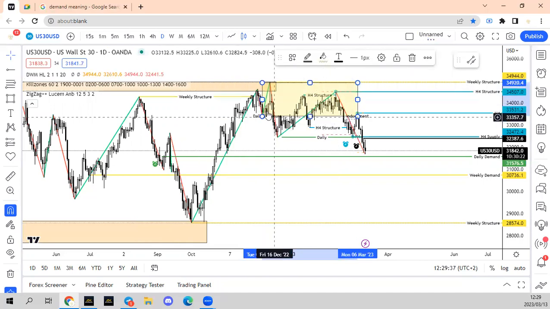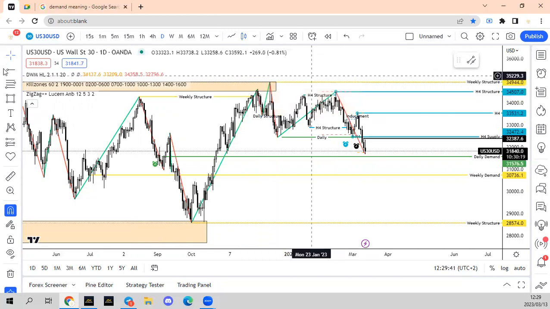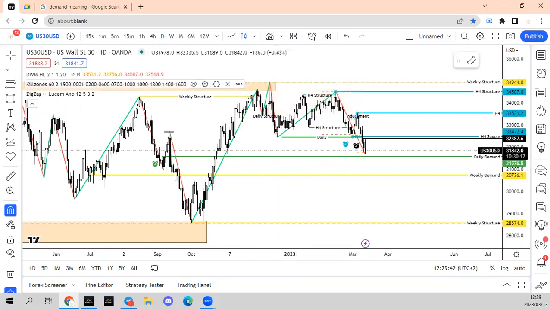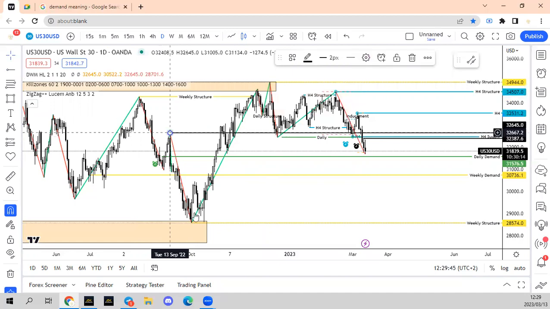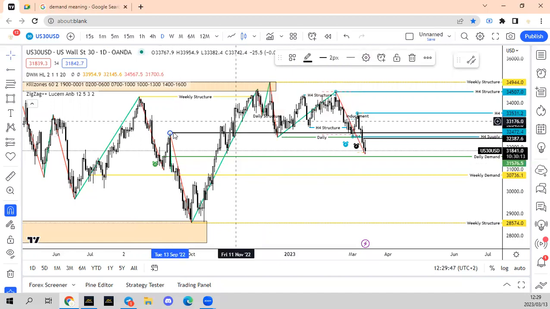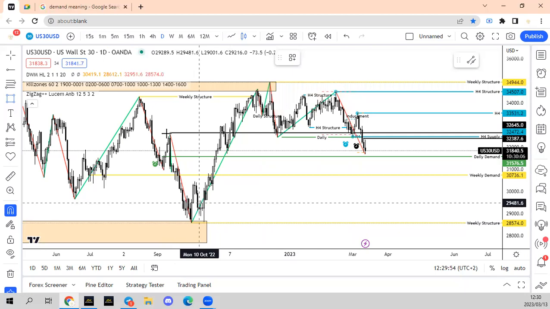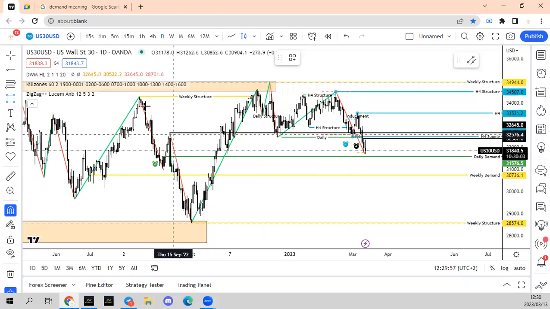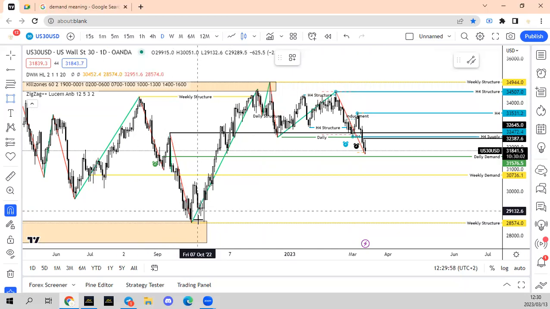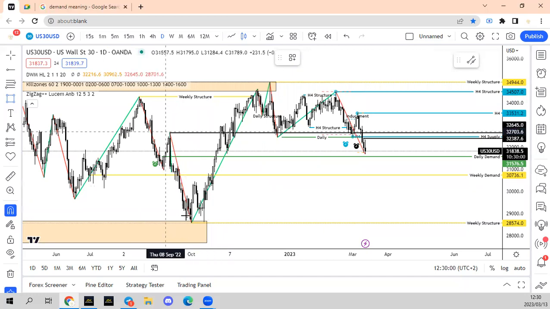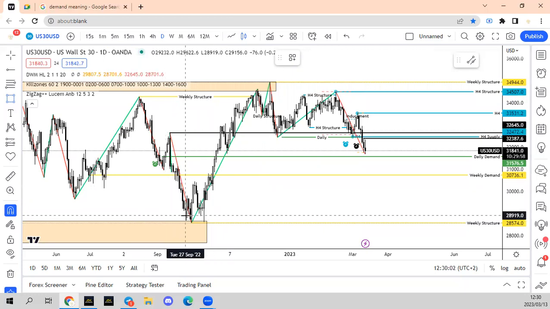Even here, if you check, price broke out of this demand. There's also a demand inside. This is a weekly demand, and this is a daily demand. From here to here was the weekly demand, and from here to here is a daily demand. So it applies on each and every time frame. You need to be dynamic traders to understand this, so that you can have an advantage in the market.